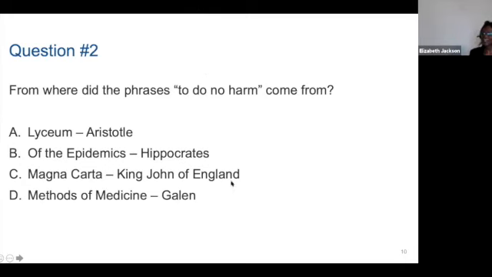There's going to be another question. Where did the phrase "to do no harm" come from? Please enter the best answer in the poll. It's not a trick question. And I will pause for a few minutes. All right, we can go on to the answer, which is on the next slide, please. The answer is "Of the Epidemics" by Hippocrates. I'm sure most of you got that answer correct. And we can go on to the next question.